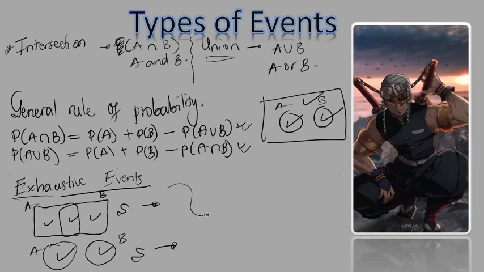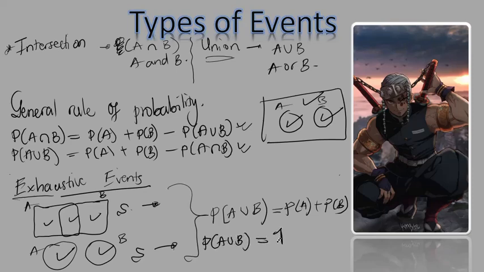So for exhaustive events, the rule that you're supposed to remember is that the probability of the union is equal to the probability of A plus the probability of B. Extra information to that: you're supposed to know that the probability of their union makes up the whole thing, so it equals 1. Remember we said the sample space is equal to 1 in the probability Venn diagram. Are we good? So these are other rules you're supposed to remember very much. We good? So I'm moving on from that now.